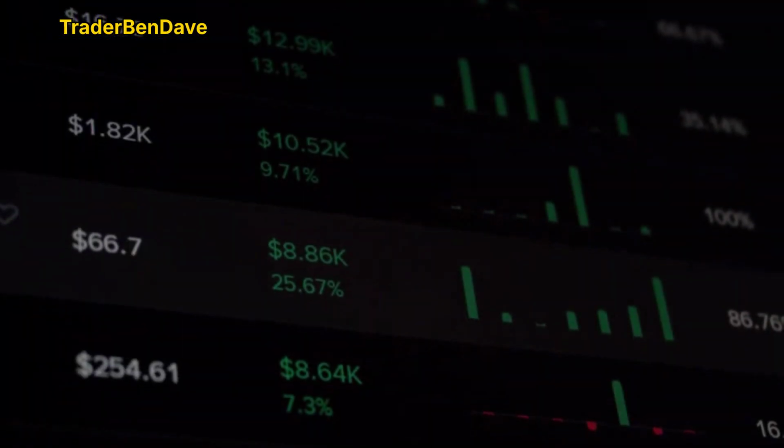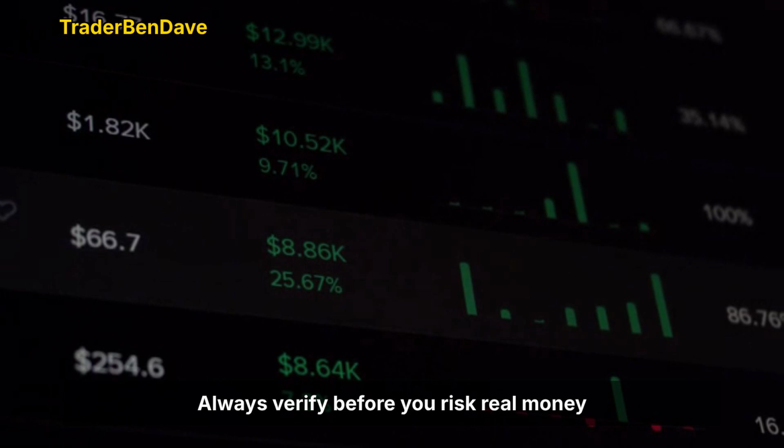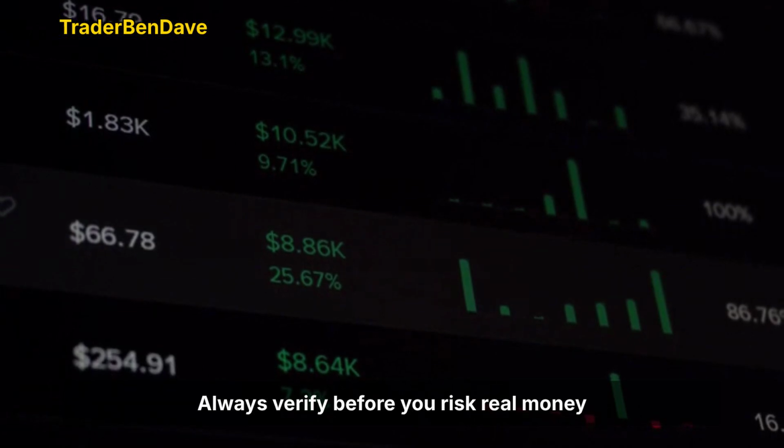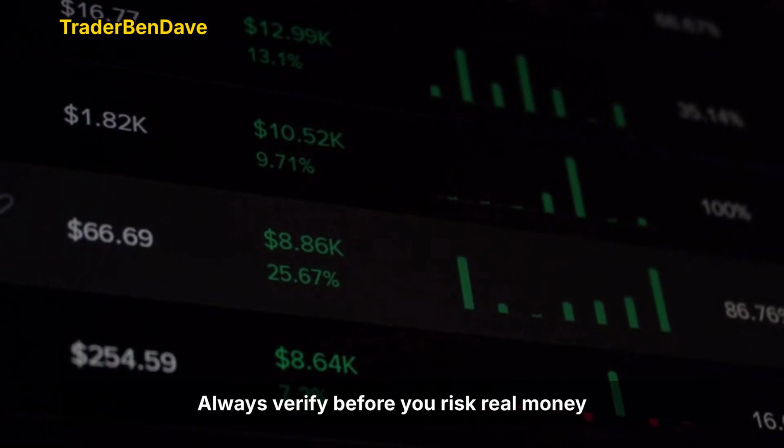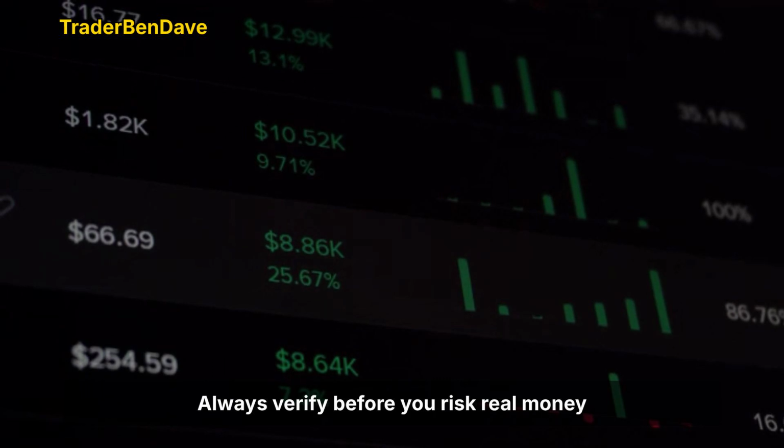So, pip is your standard forex unit. Pipette is a tenth of a pip for extra precision. And point is instrument and broker specific. Always verify it before you risk real money.